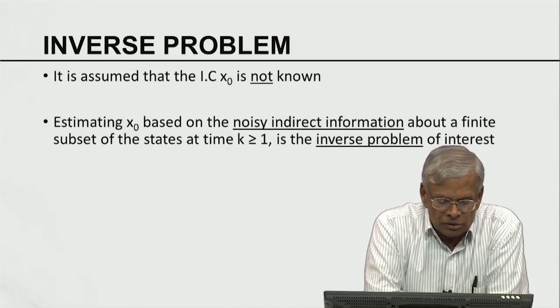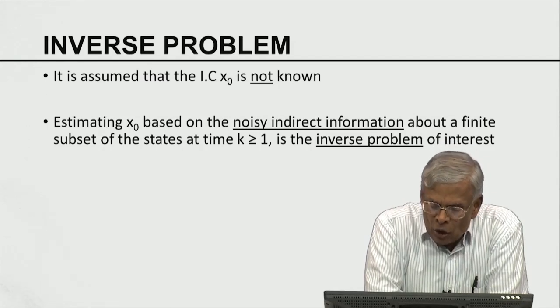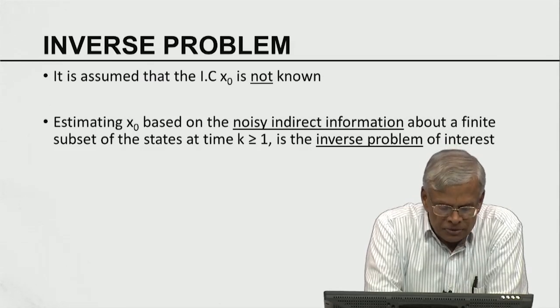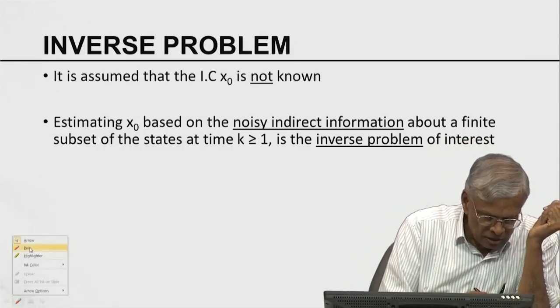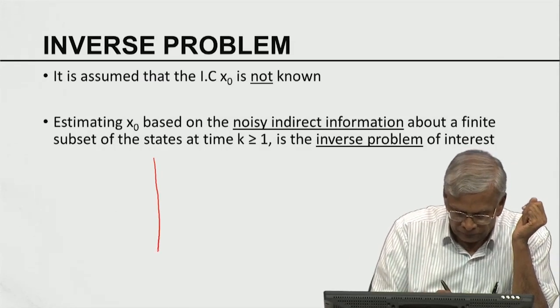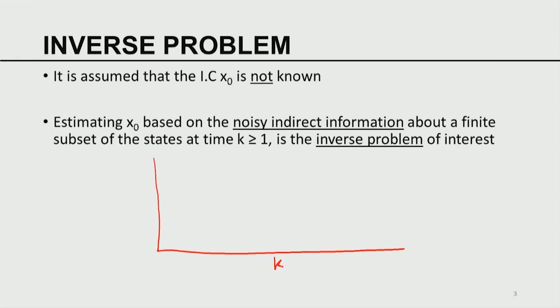Our goal is to be able to estimate x naught based on noisy indirect information about a finite subset of states at times k greater than 1. That's the inverse problem of interest. I would like to represent this pictorially like this. This is k. I have been given observations at various instances in time, k1, k2, ki, up to capital N, kN. These observations are not directly the state, but some functions of the state. So I have been given observations at this time, this time, this time, and this time.